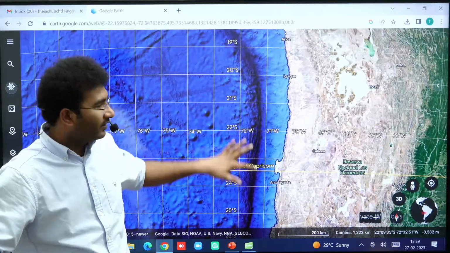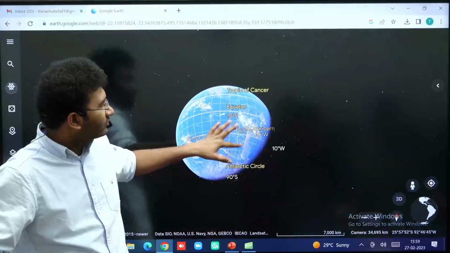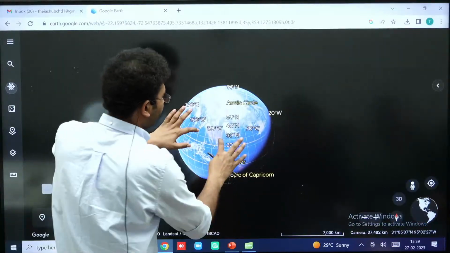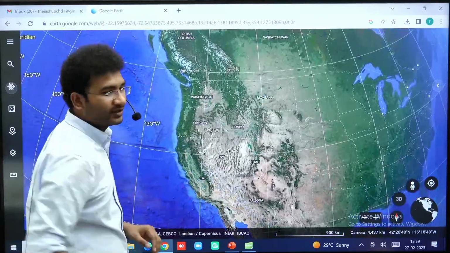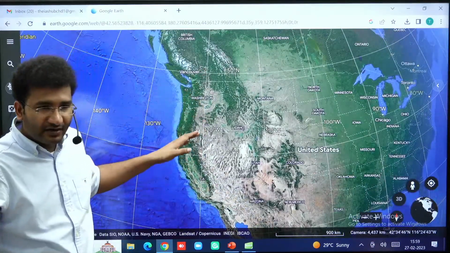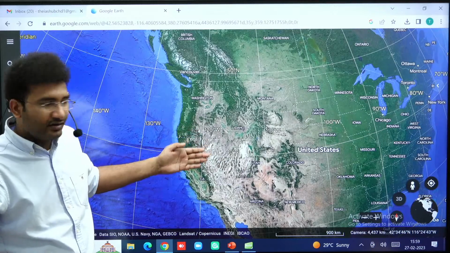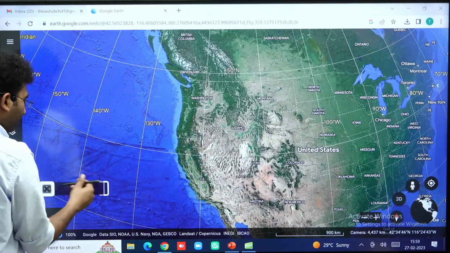Okay? So you go to the US also. In the US, you get to see two different chains of mountains. One is the Sierra Nevada plateau. In the US, if you see, the mountain chains are like this.